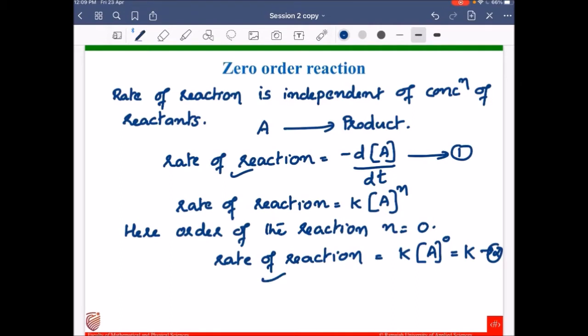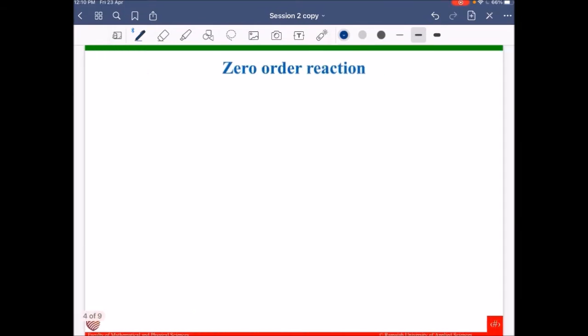In both the cases, left hand sides of the equations are same, so I will be able to equate the right hand sides. So if I write the equation by equating the right hand sides of equation number 1 and equation number 2, I will get an equation like this: minus dA by dt equal to K. K is rate constant.